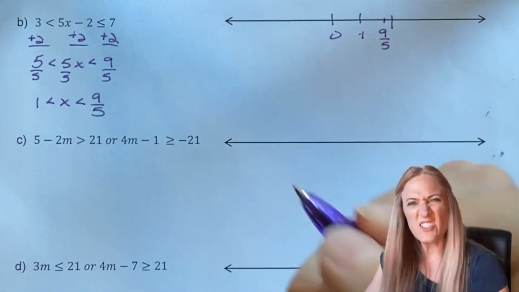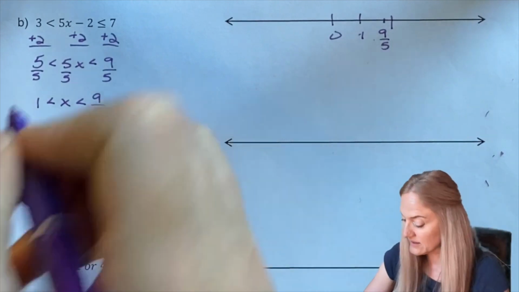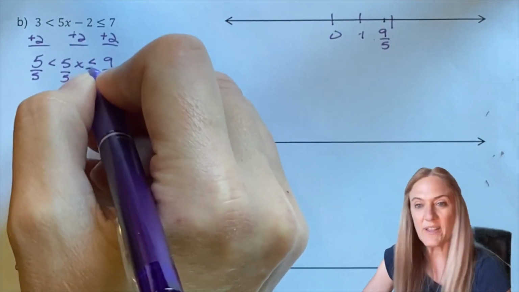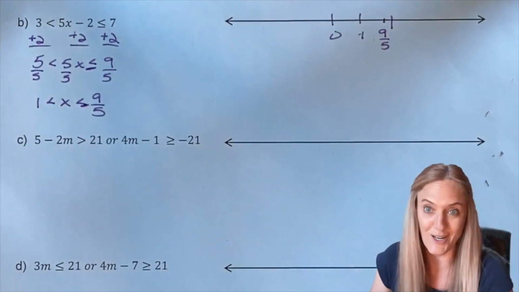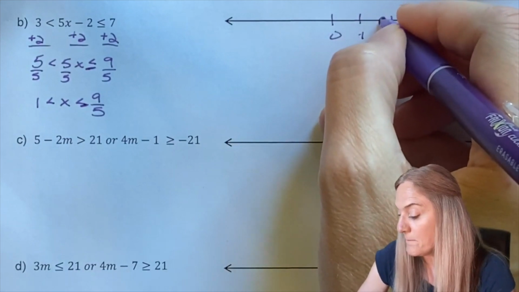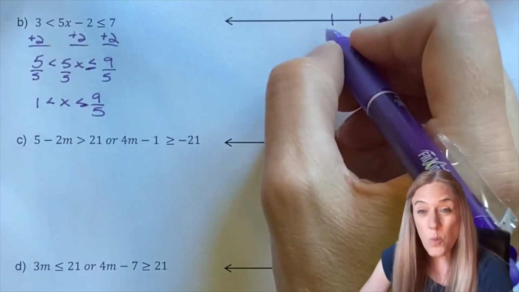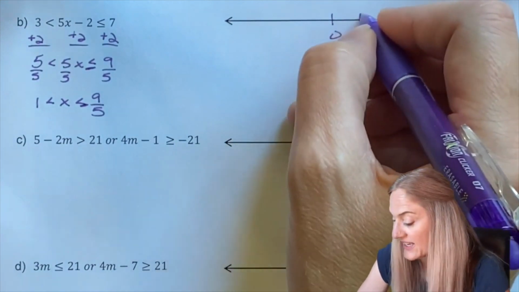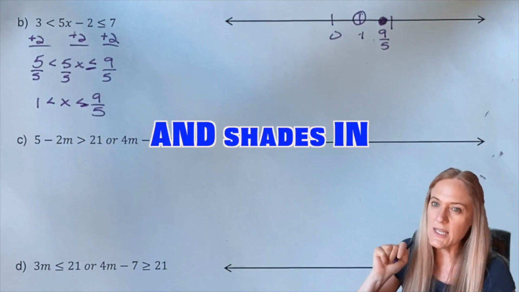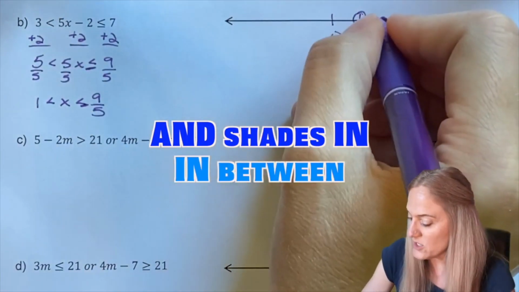Now the other thing, did you notice my mistake? It's 1 less than X, less than or equal to. I forgot to bring that equals to down. So slow down and check your work because we all do that sometimes. The equals to, I want to put a big dark circle, but the 1, I make it like a swimming pool. It cannot equal 1. And then let's make it like a dumbbell. It's shaded in and shades in between.